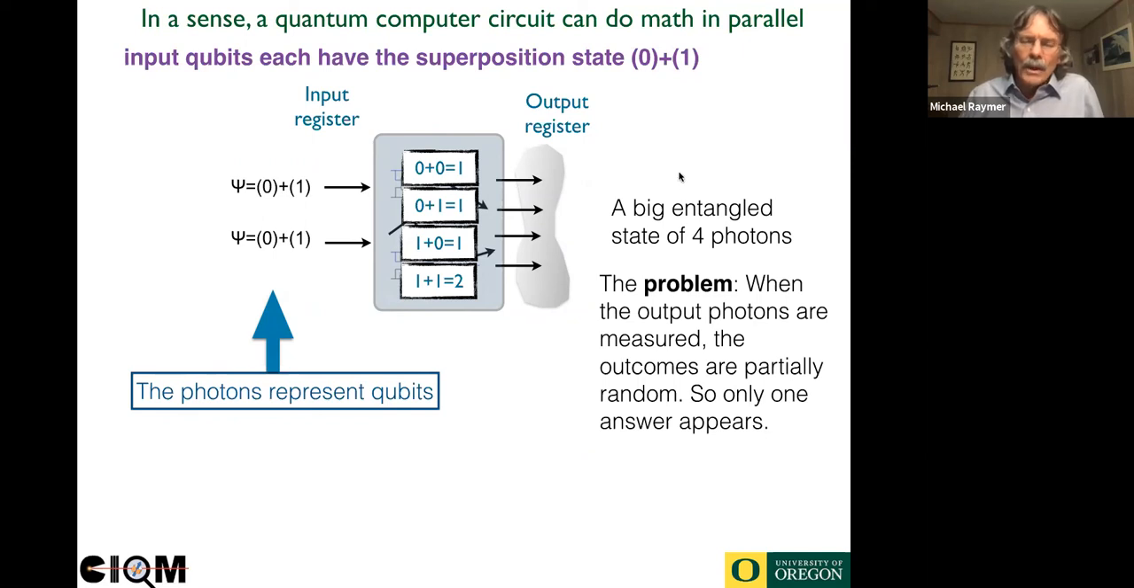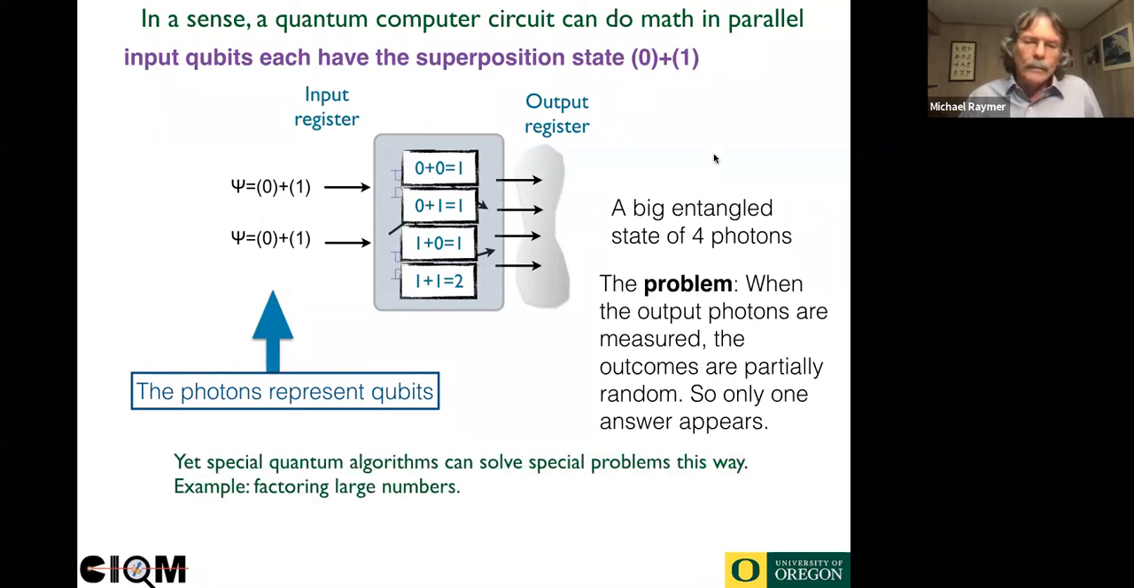Now that may represent an answer to a problem you care about, but it's a really hard theoretical problem to figure out how to make this quantum unitary operation actually do something that you care about. And only one answer appears. Okay, so it's kind of subtle. But some examples are factoring large numbers, which if we have time, I'll discuss that later.